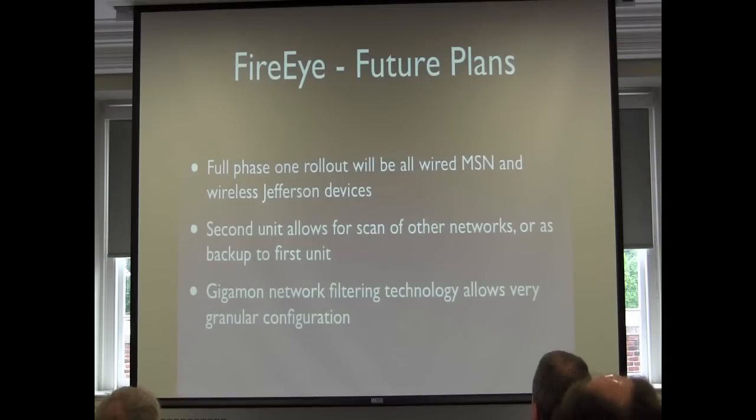ITS very kindly also got Gigamon network filtering technology. And what this allows us to do is to point it specifically at specific machines, specific VLANs, specific buildings. It's very, very capable and allows us to say, look at this network, but not this network. Look at these machines on this network, but not this network. So that we can really tailor what we want to see.